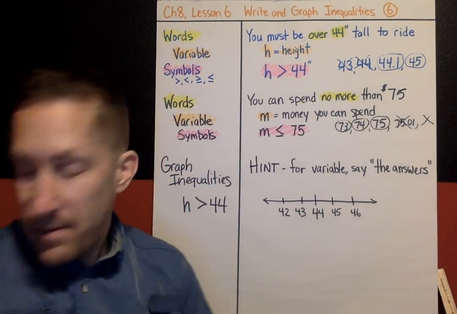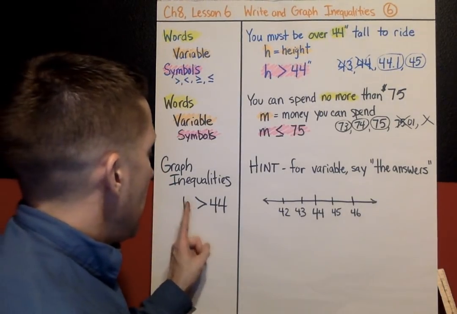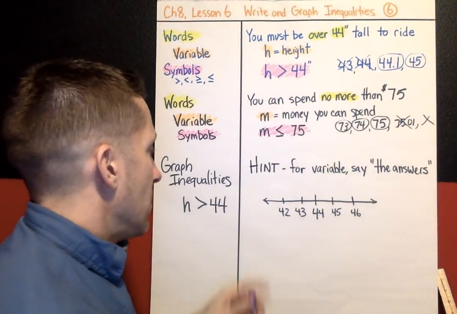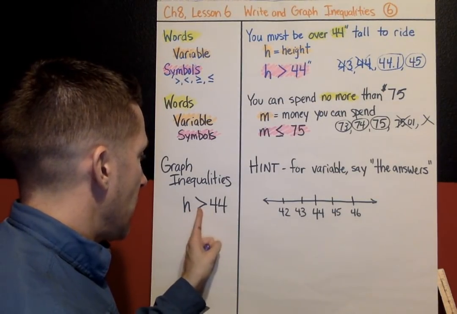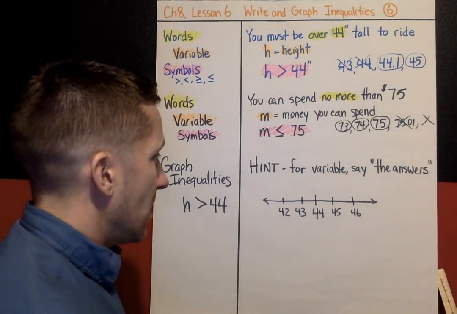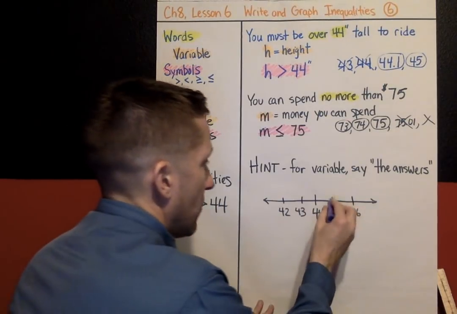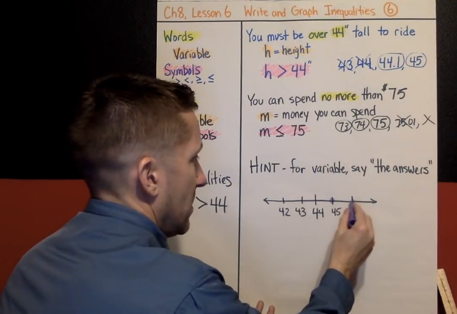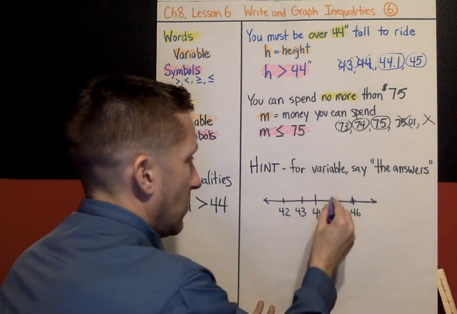Now here's how we graph inequalities. Think about the numbers that work to make this true. Does 42 work in this inequality? Is 42 greater than 44? No, it's not. How about 43? Doesn't work. How about 45? Yes, 45 is greater than 44, so I'd put a dot right here. Does 46 work? It does. What about 45.1? Still works.